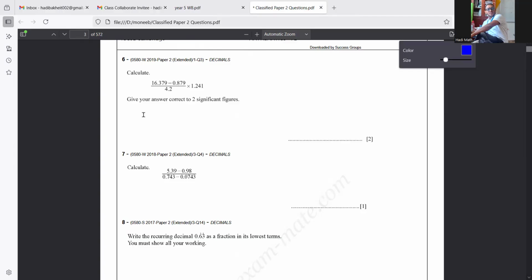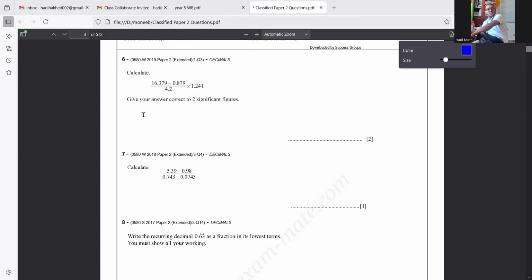Then go with the arrow down. Is 4.2. And then go with the arrow. Remember, you need to go with the arrow outside. Press the right arrow. Then multiply by 1.241. Why you need to go outside? Because I don't want you just to write 16.379 this number, then multiply 1.241. Because at that time you will multiply 0.879 by 1.241, which is going to be a wrong answer.